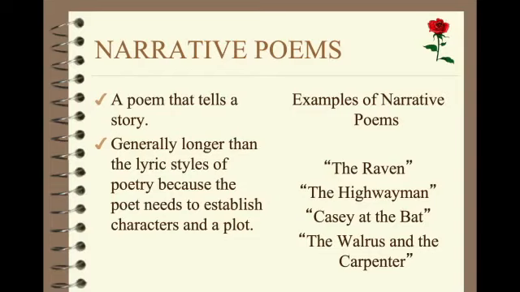Examples of narrative poems would be, for example, The Raven that we looked at in the previous segment of poetry, where you're following along with a character who is going through the sadness and melancholy of a death that he has just experienced. When you look at The Highwayman or Casey at the Bat or The Walrus and the Carpenter, you have characters that you're following along in their conflicts and watching the conflicts being resolved. So it's a longer poem. You need to introduce a character, introduce a conflict, and resolve the conflict.